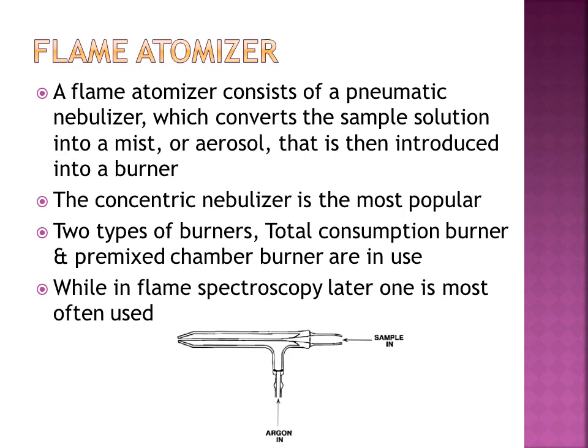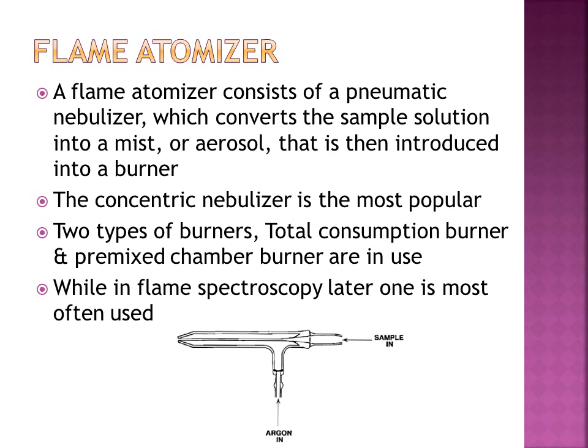Dear students, in this video we are going to discuss the flame atomizer in detail. A flame atomizer consists of a pneumatic nebulizer. Pneumatic nebulizers are those nebulizers which use gas. A pressurized gas is used to convert the liquid sample into fine droplets. So it converts the sample solution into a mist or aerosol that is then introduced into the burner.